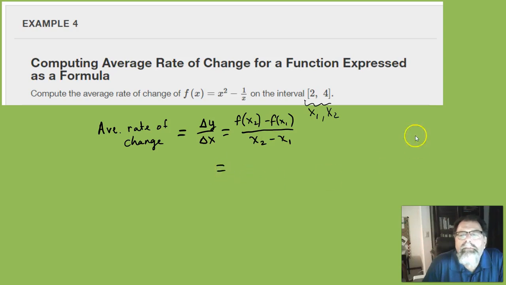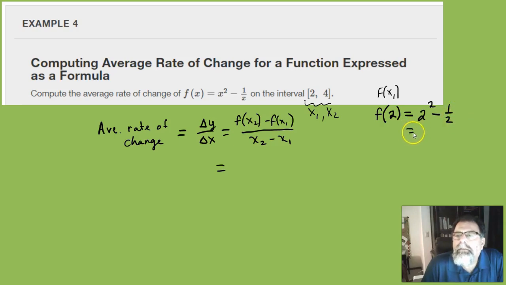Okay, so in scratch work we can figure out f of x sub 1, which is f of 2, so 2 squared minus 1 over 2. So that's going to be 4 minus 1 half, which is 3.5. We can write it as a decimal, or we can write it as 7 halves as a fraction.